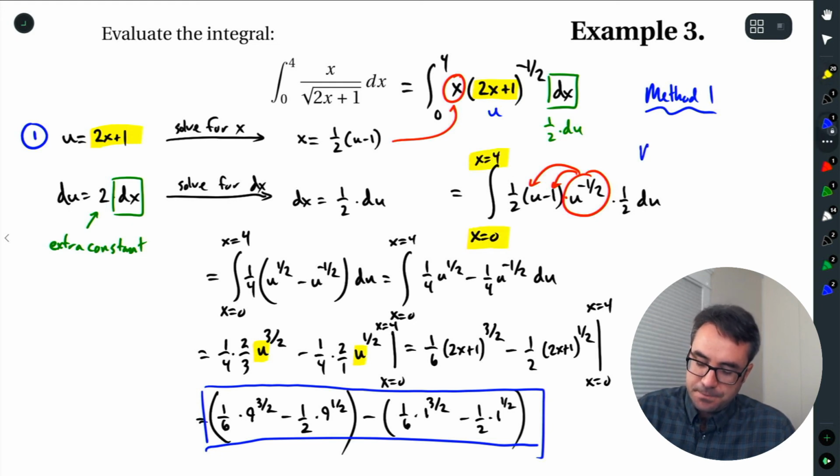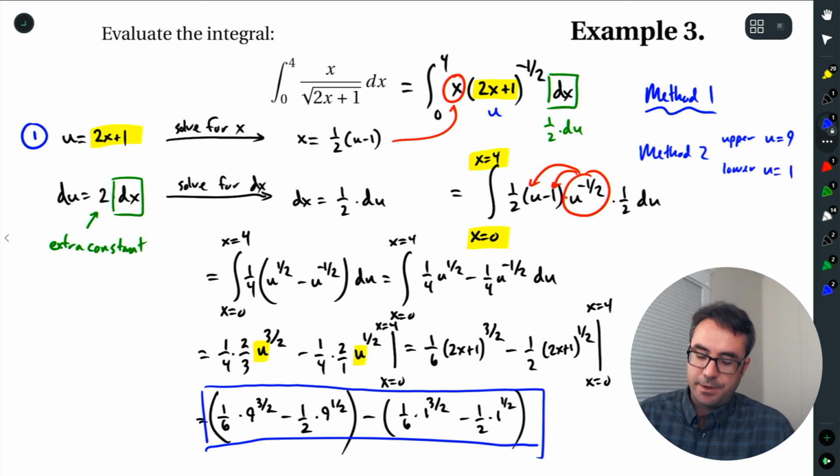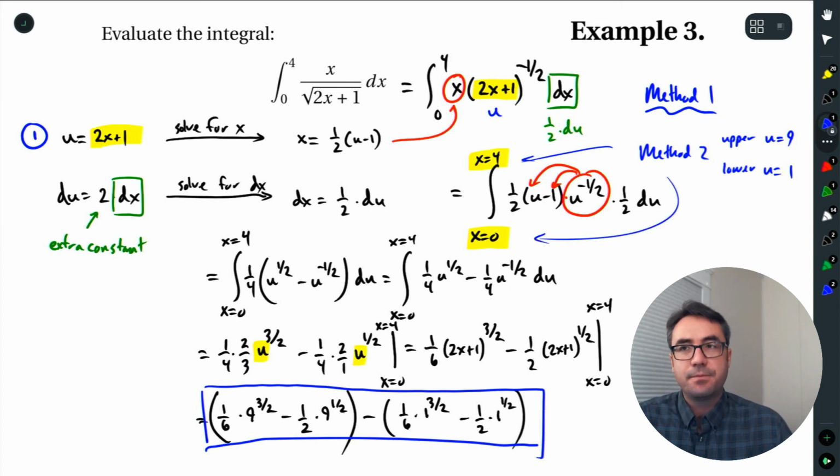So for method 2, we would have found our upper limit was u equal to 9, and our lower limit was u equal to 1. So that would have been the only difference. And then really, we wouldn't have had to convert our antiderivative back to x. We would have gotten to this step right here, and our limits of integration would have been 1 and 9, and then we would have just plugged in and gotten the same answer.